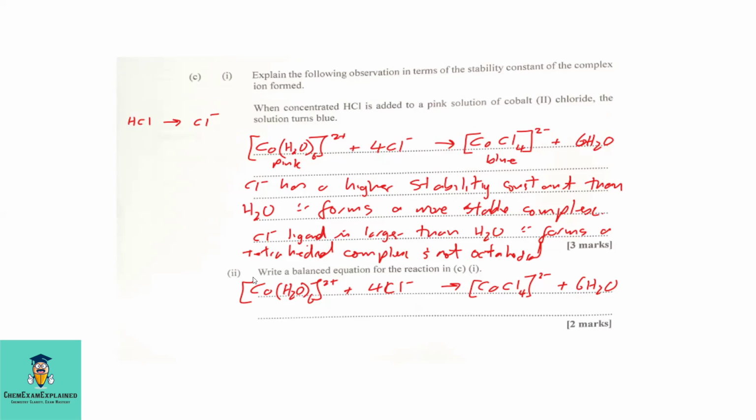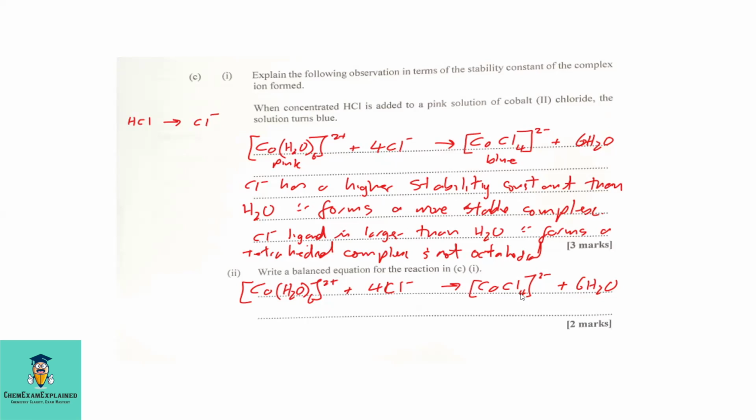Part 2. Write a balanced equation for the reaction in C1. Well, to explain what is happening here, I already wrote out the equation for you, so we could just put it back right here. So what do we have? We have hexaaquacobalt(II) ion. Now you say cobalt(II) because the charge on the complex is positive. But once the charge on the complex becomes negative, the name would change to add -ate at the end.